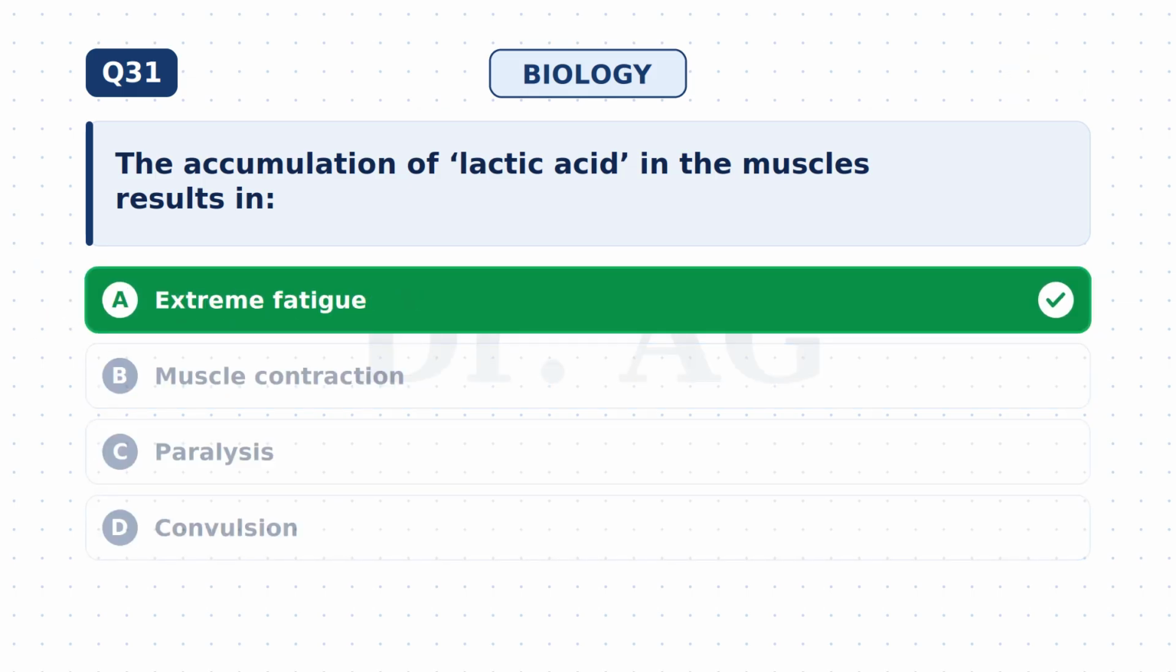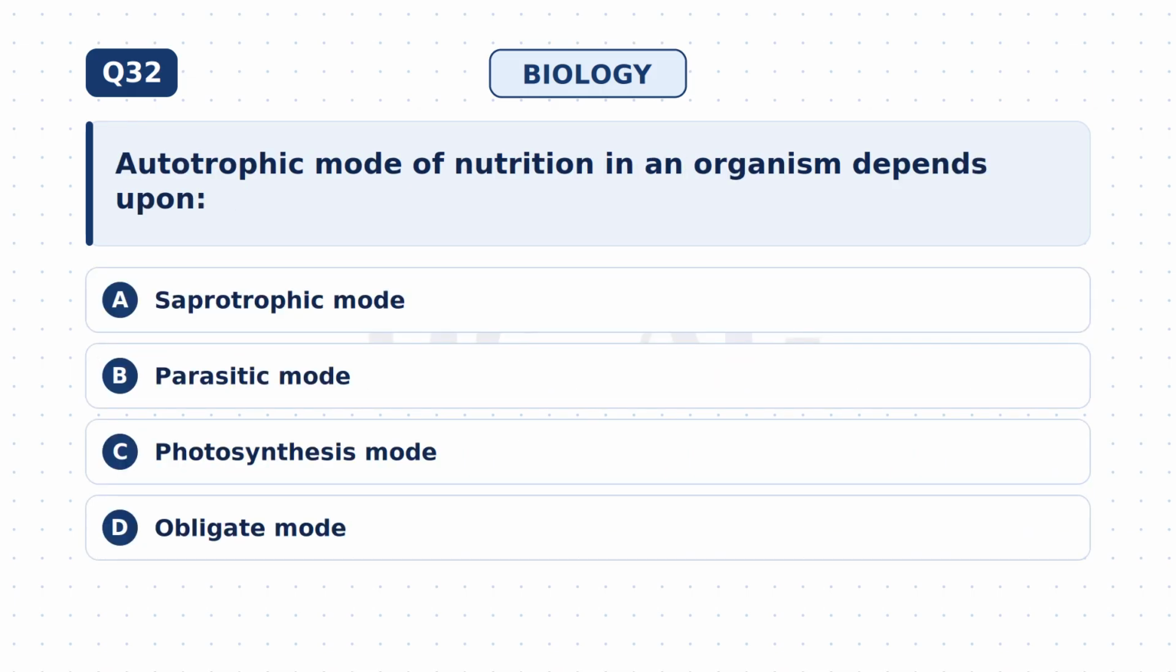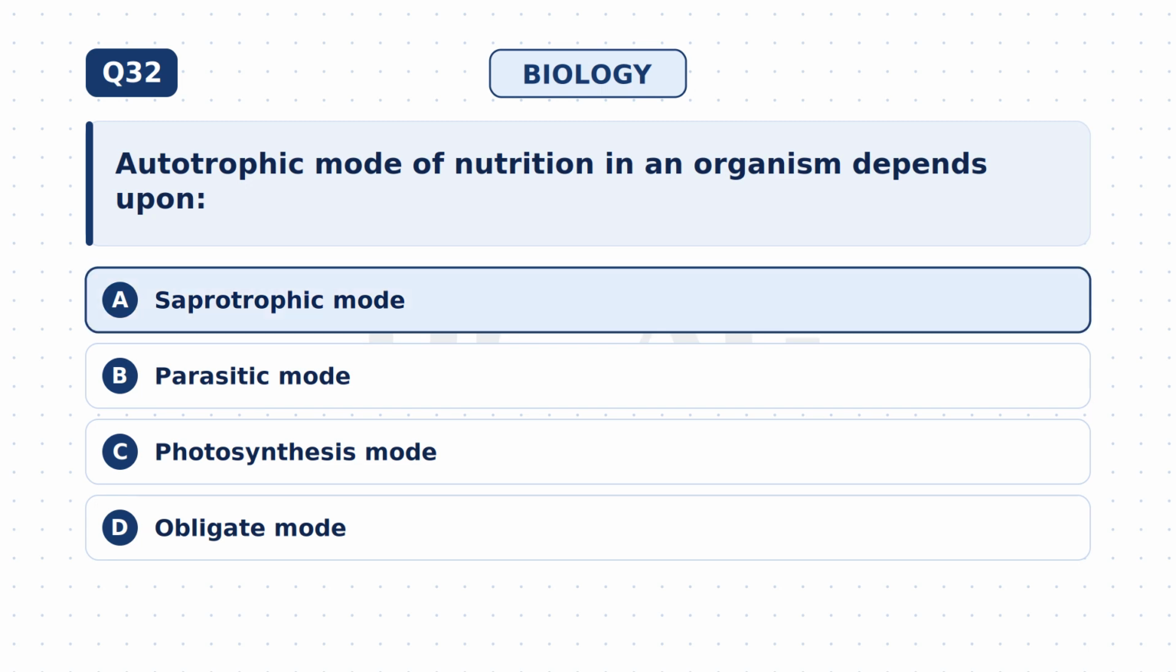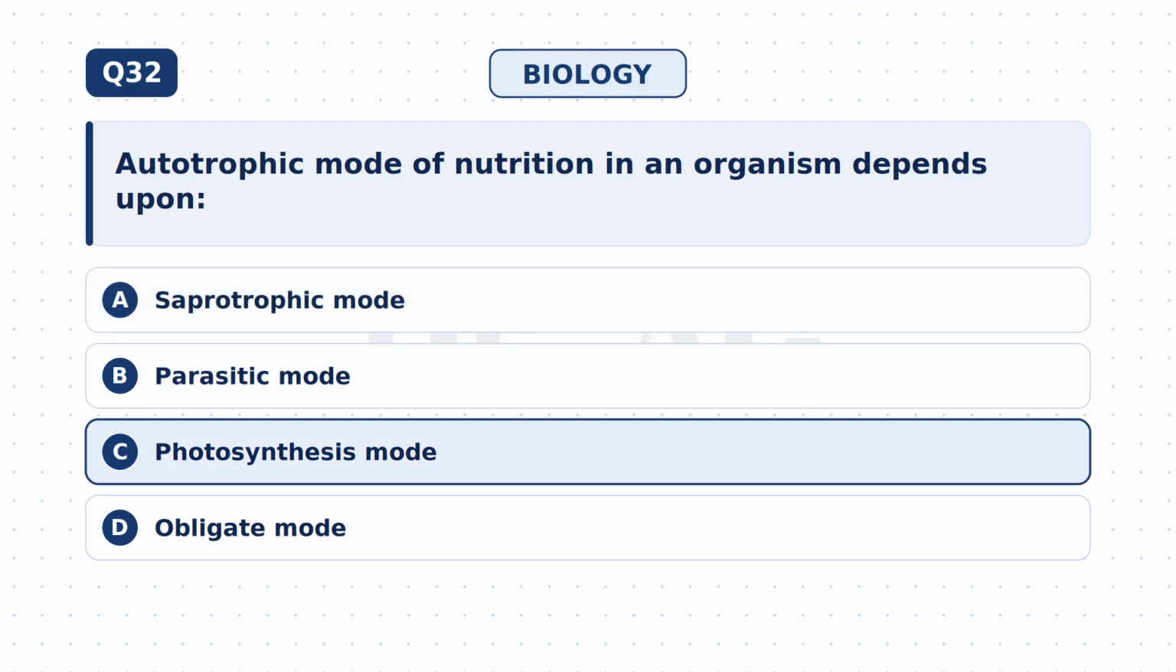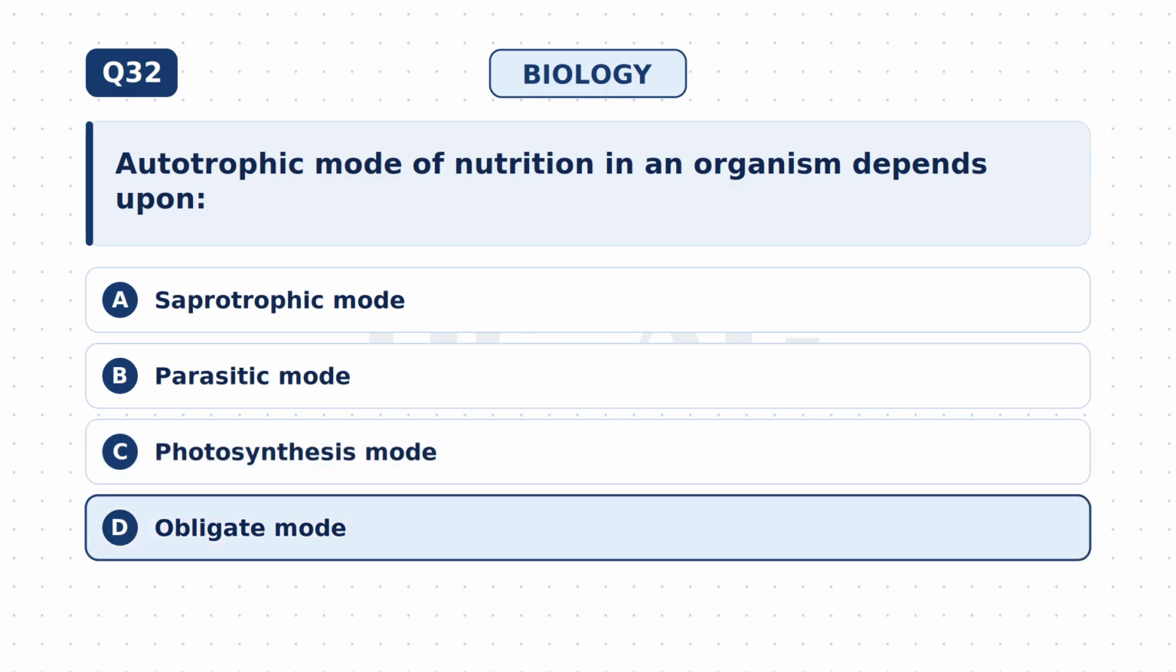The correct answer is A, extreme fatigue. Question 32. Autotrophic mode of nutrition in an organism depends upon: Option A, saprotrophic mode. Option B, parasitic mode. Option C, photosynthesis mode. Option D, obligate mode.